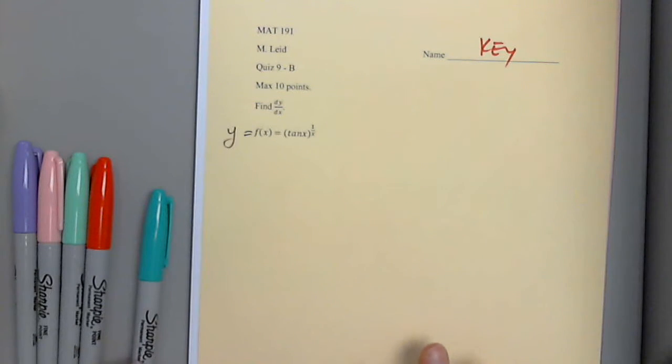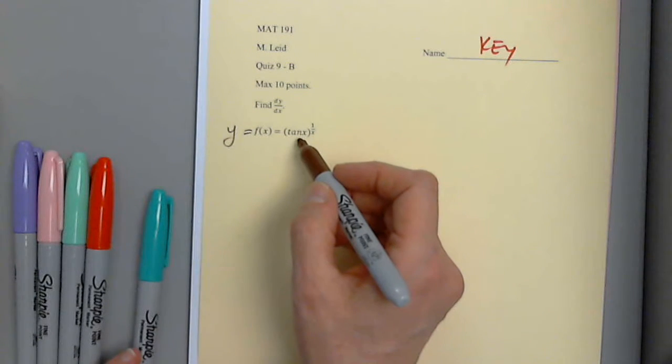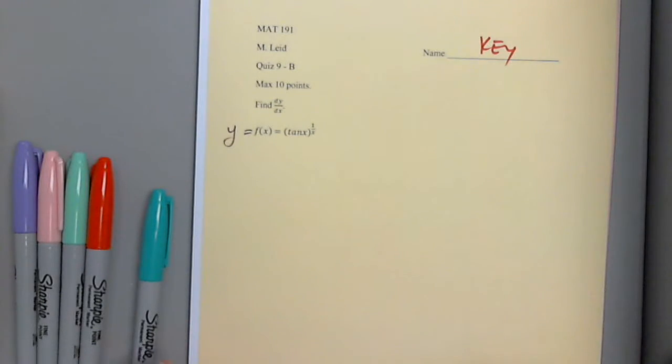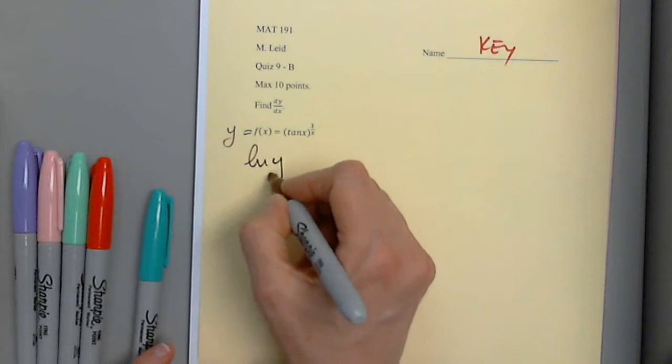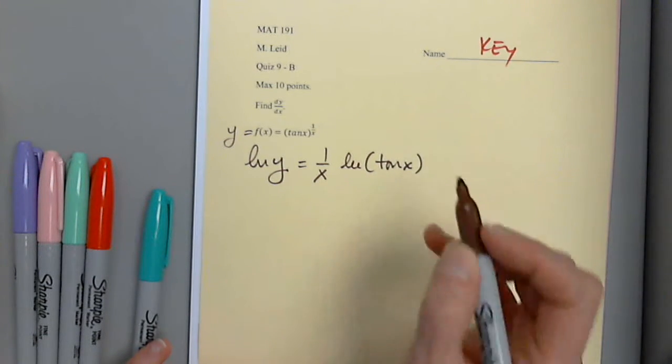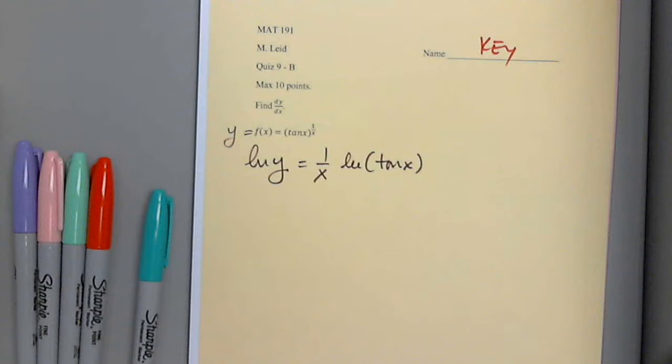The same thing, of course. And we cannot differentiate a function raised to a function using any formula because there isn't one. So we have to write natural log y equals 1 over x natural log tangent x. So we applied natural log to both sides, and we are going to differentiate y implicitly.